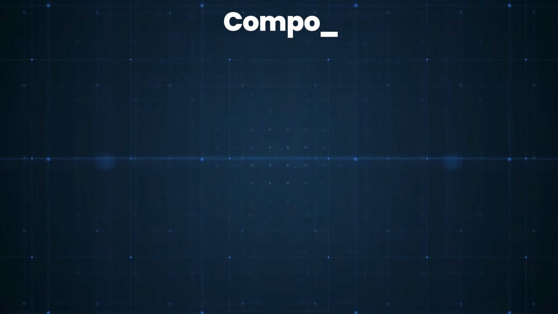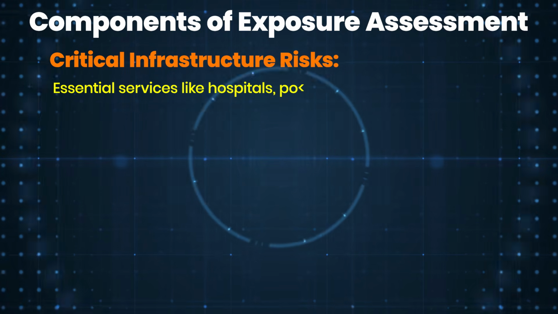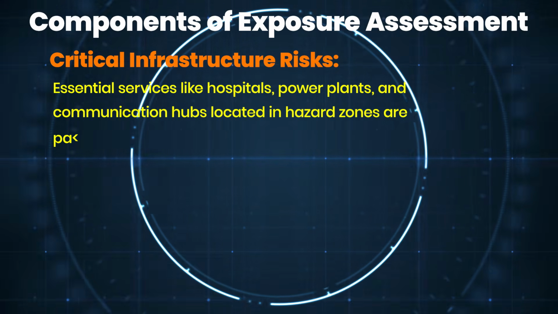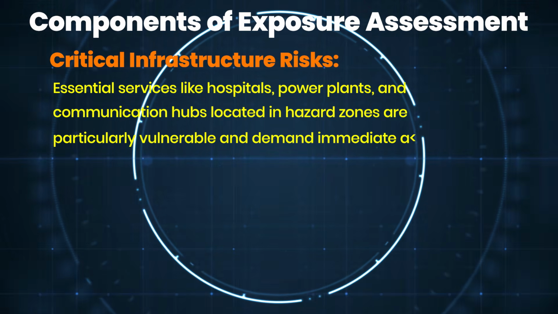Now, what are the components of exposure assessment? Population proximity to hazards: densely populated areas in floodplains or earthquake zones are more exposed to potential disasters. Unregulated urban sprawl often worsens the situation. Critical infrastructure risks: essential services like hospitals and power plants are particularly vulnerable and demand immediate attention. Economic dependencies: the placement of industries, farmlands or commercial hubs in disaster prone areas creates economic fragility during hazardous events.